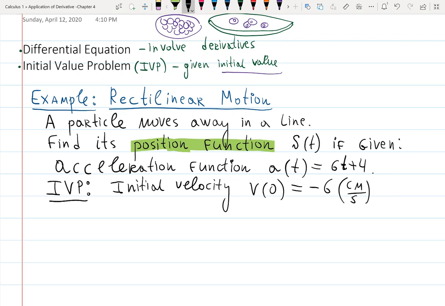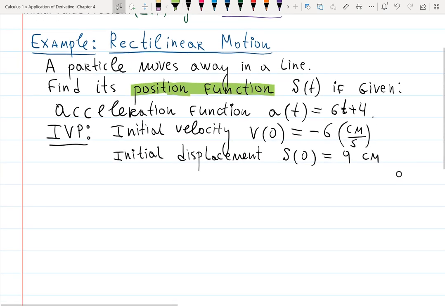And also I recorded initial position function or displacement. Initial displacement. The function s at 0 was 9 centimeters. So those initial values are part of the initial value problem, IVP. And now we're going to start solving it. Solution.